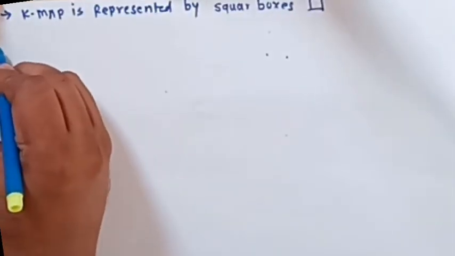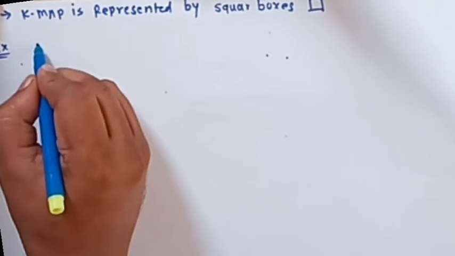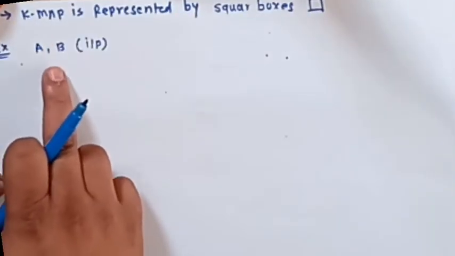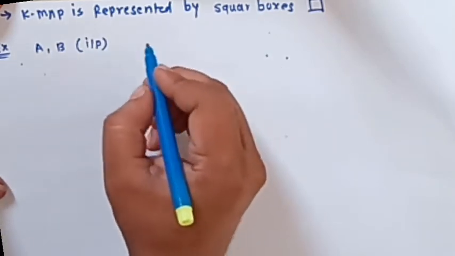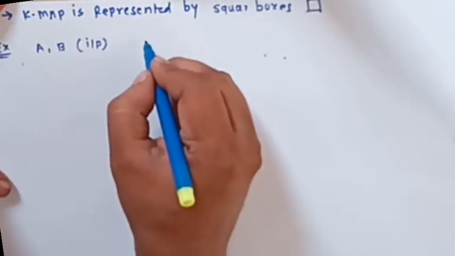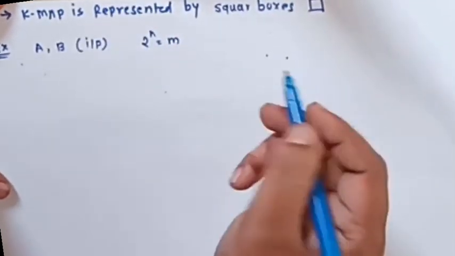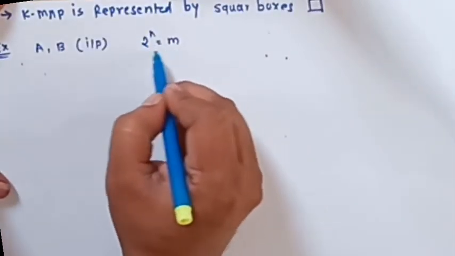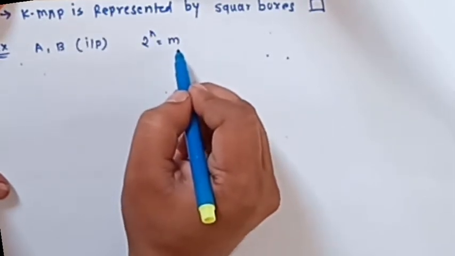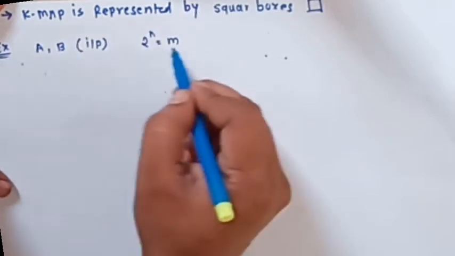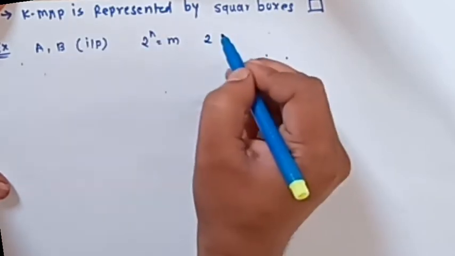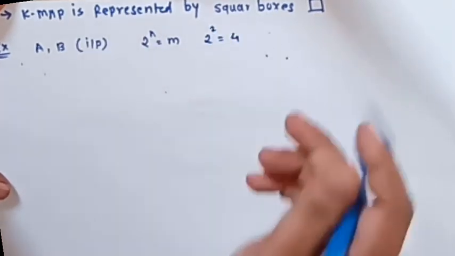Suppose for example we take two literals, a and b. These are the inputs or literals. How many boxes do we require to represent this two-variable K-map? That depends on the equation 2 raised to n equals m. Here n indicates the number of inputs and m indicates the number of boxes. For this case we have two inputs, so 2 raised to 2 equals 4 boxes are required.